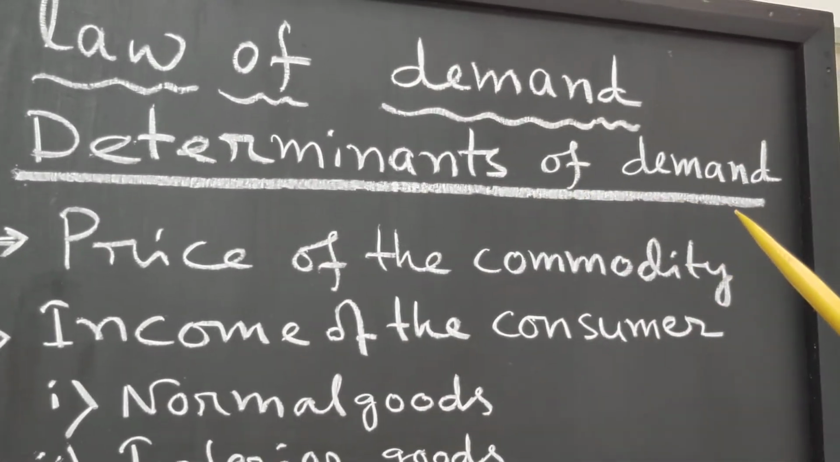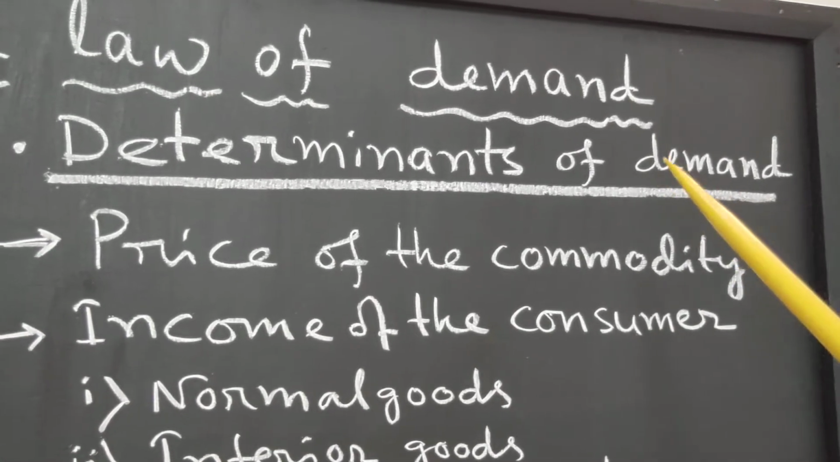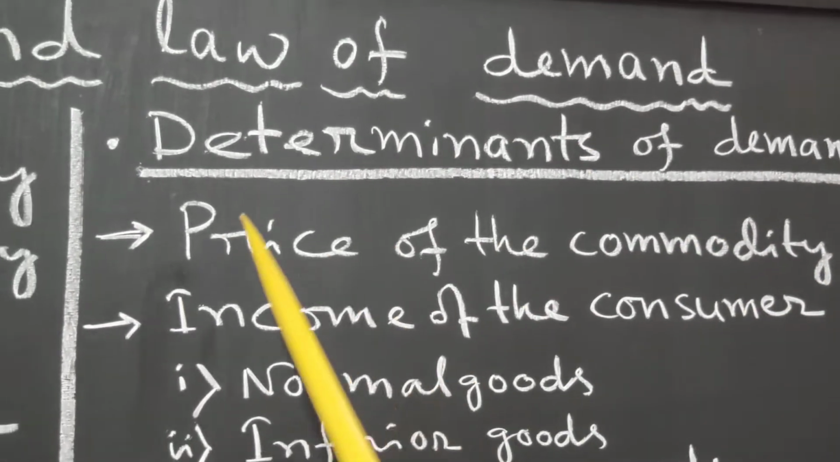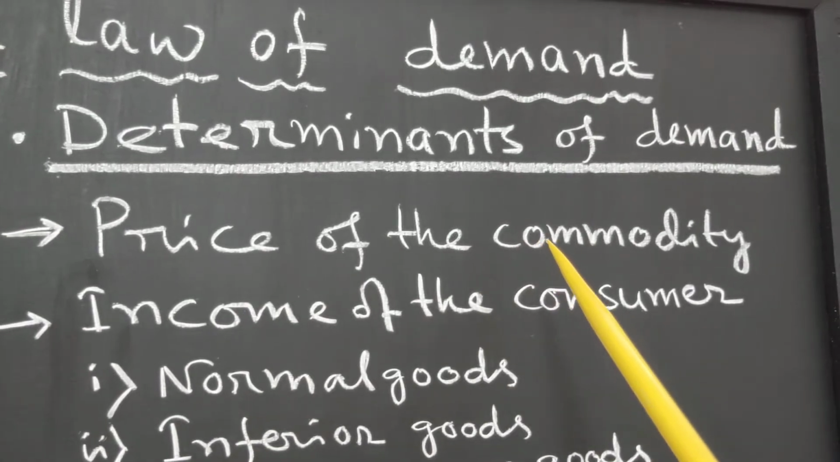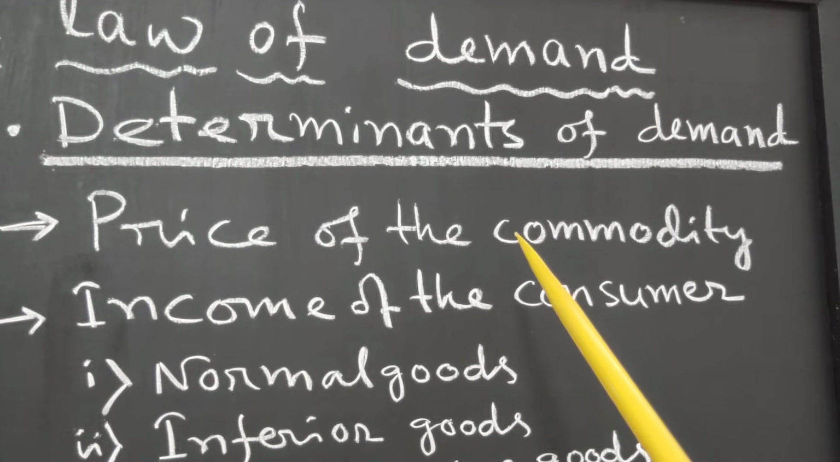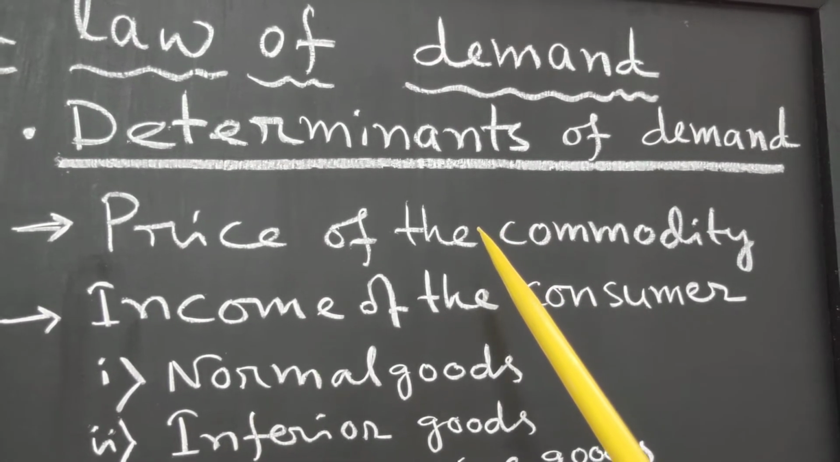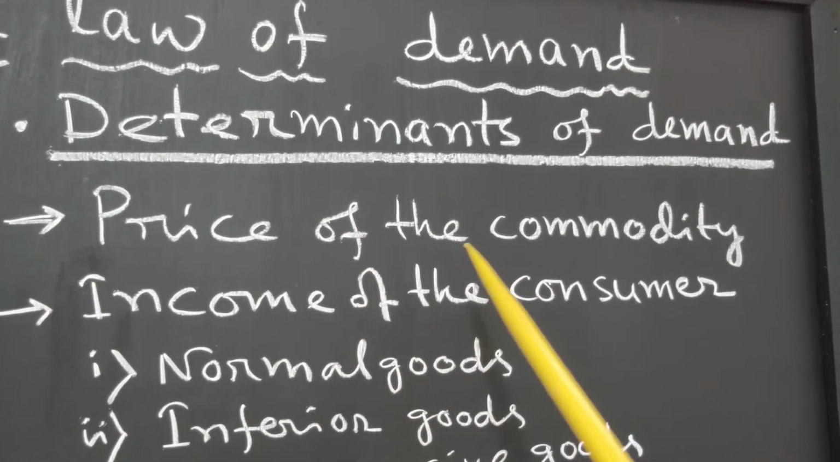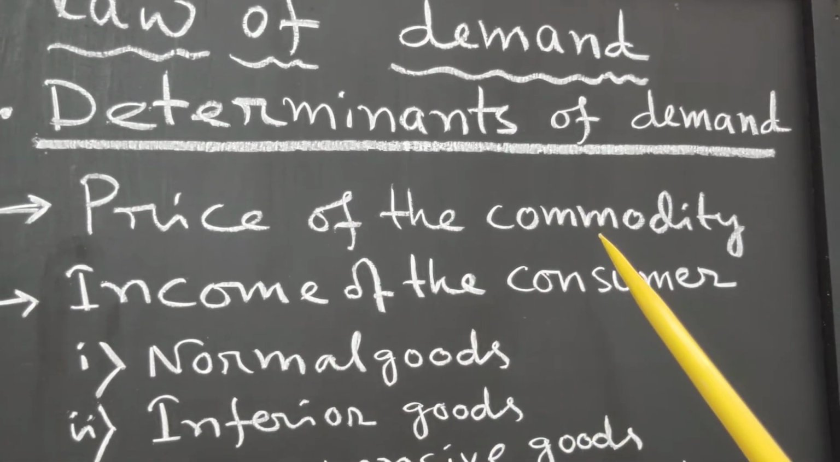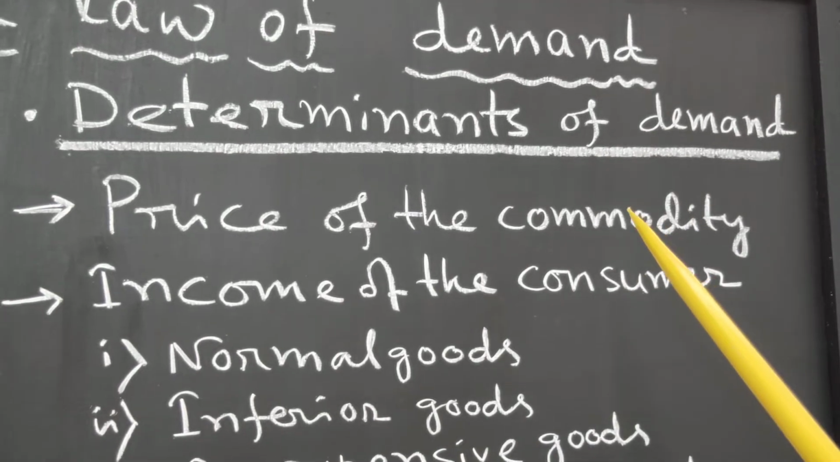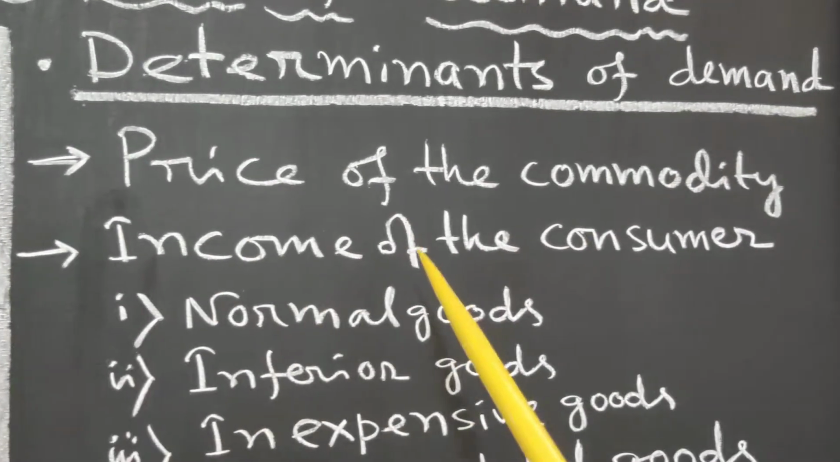Next, we have to know the determinants of demand. That means factors affecting demand. First one, price of the commodity. That means price of own goods. Normally, in the market, when the price of the commodity increases, we will purchase less amount, and vice versa. Next one, income of the consumer.